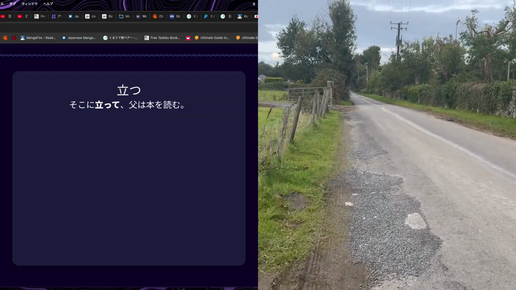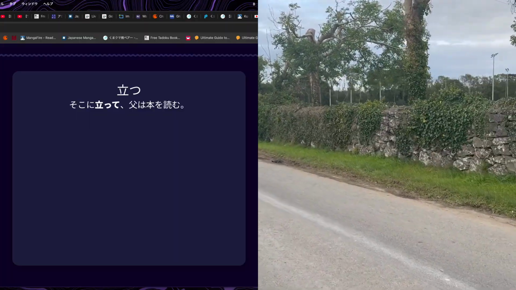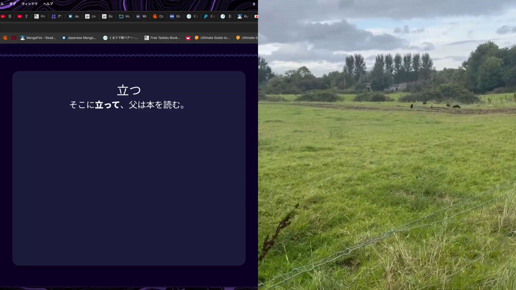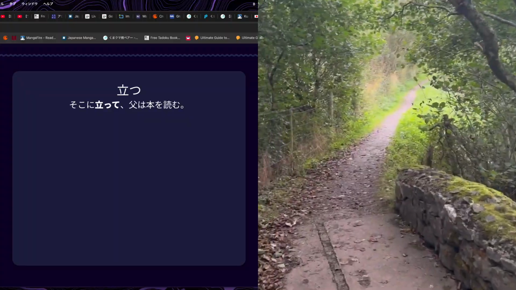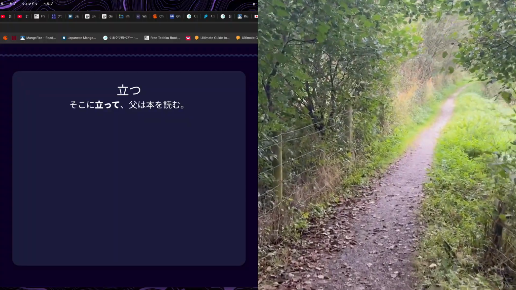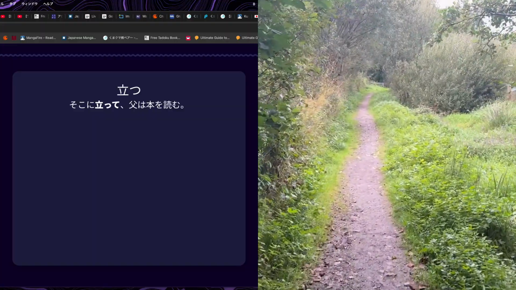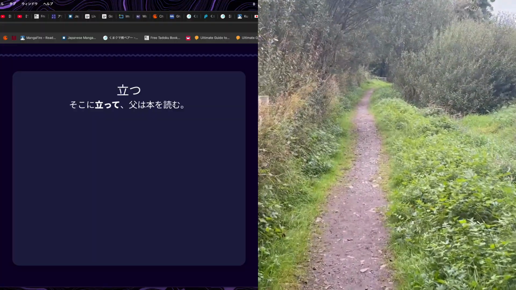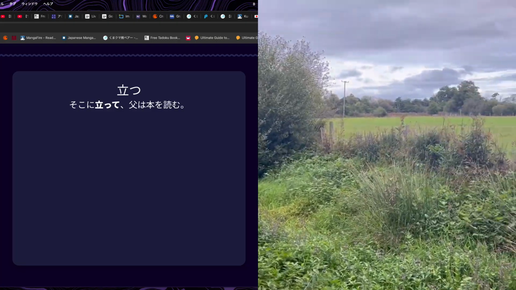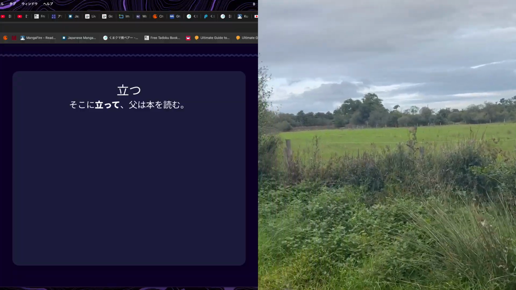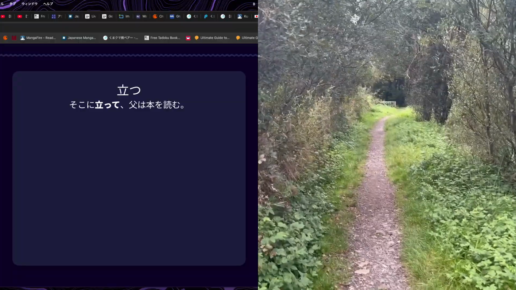As you can see on the screen, there's a card, and the focus of the kanji is tatsu, and tatsu means to stand. And we can see the sentence underneath. So obviously I know tatsu means to stand, so I would pass the card straight away because I already know what the kanji is. But for example, let's say I didn't know, then I'd have to read the sentence. So the sentence, soko ni tate chichi wa hon no yomu.